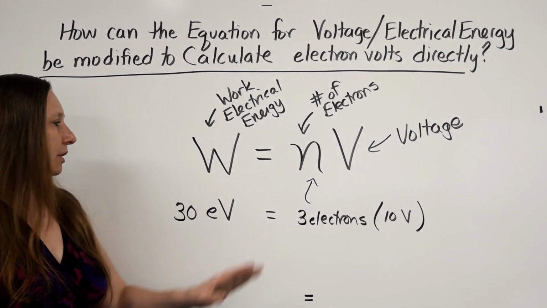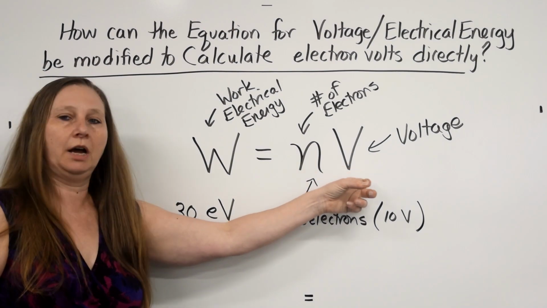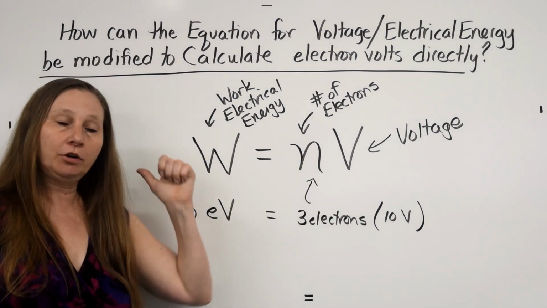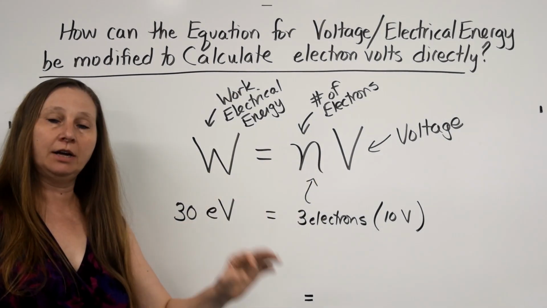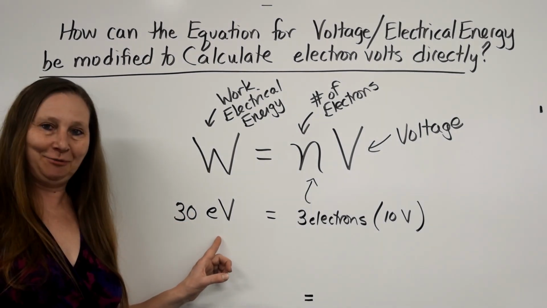So you can think of this as a different version of W equals Q times V. This is W equals N times V. The other equation gives us joules. Here, when you put in the number of electrons instead of coulombs, you get electron volts directly.